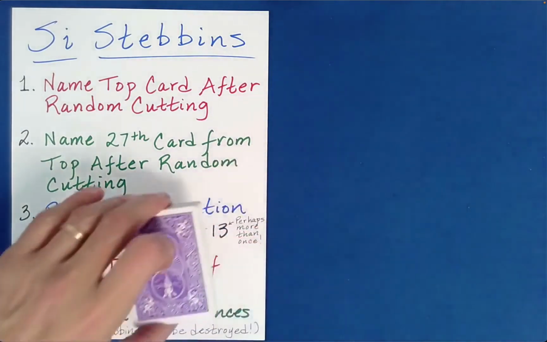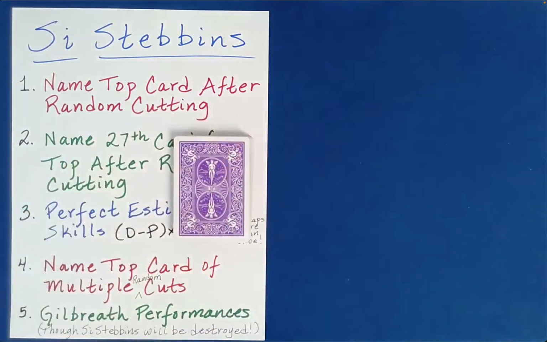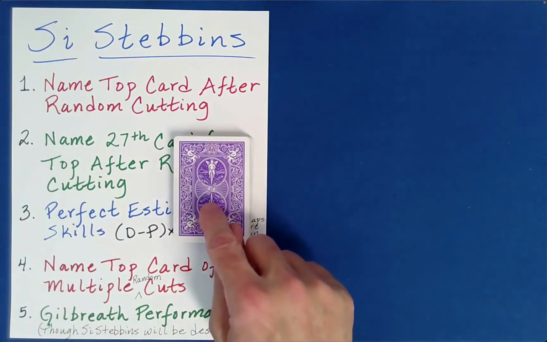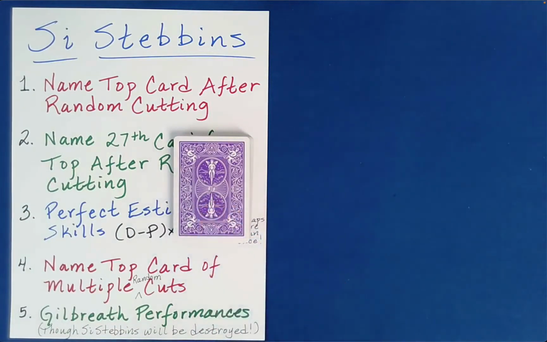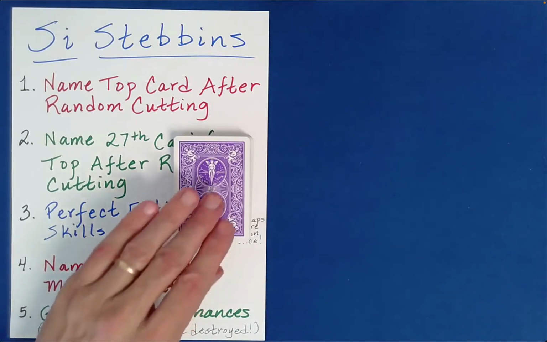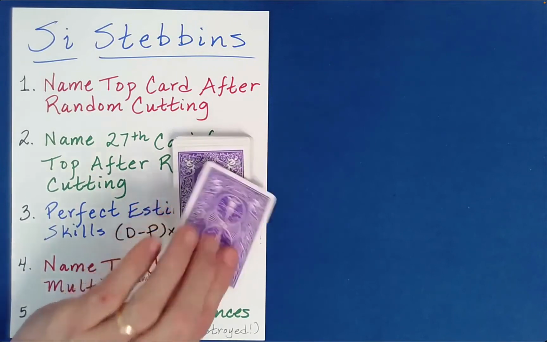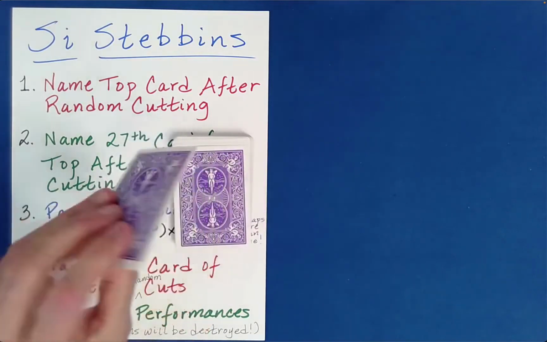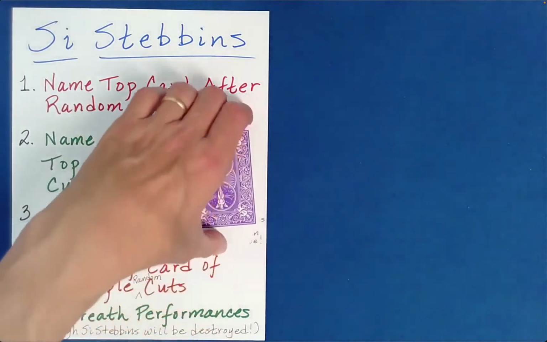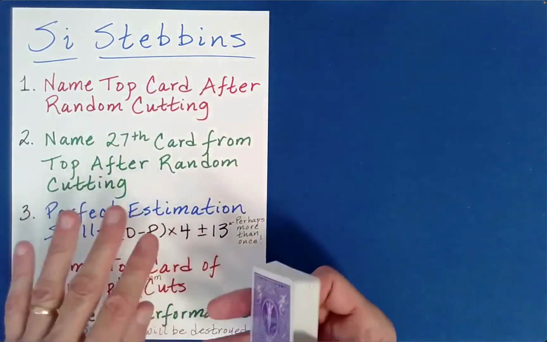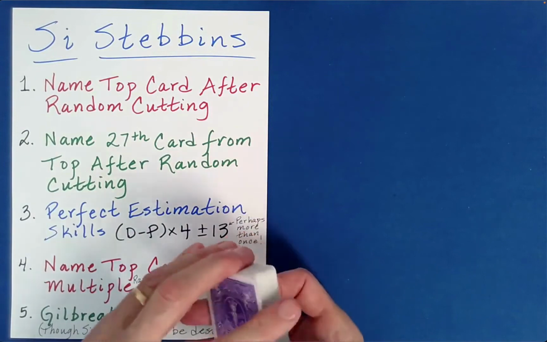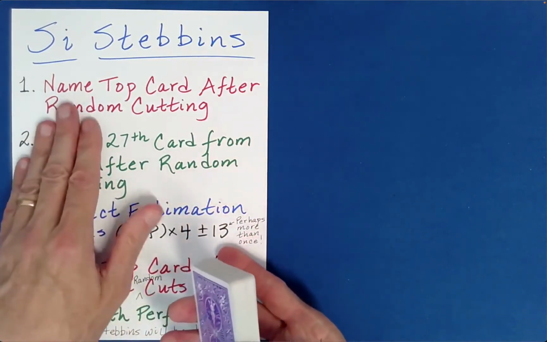So without the spectator even really knowing it, you know the identity of the top card after a random cutting of the cards. And if they don't catch you glimpsing that bottom card, it's going to be inexplicable to them how you could possibly know that the top card is the 3 of spades. But you do, and it's mathematics that allows you to state that. So with that little bit of practice, let's go ahead and look at number 1.